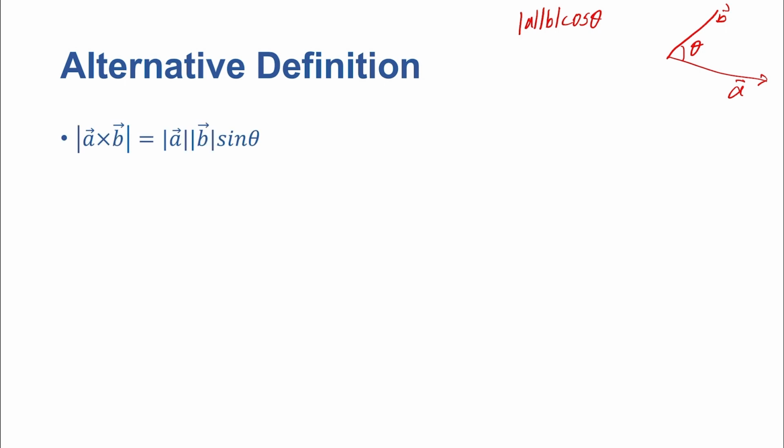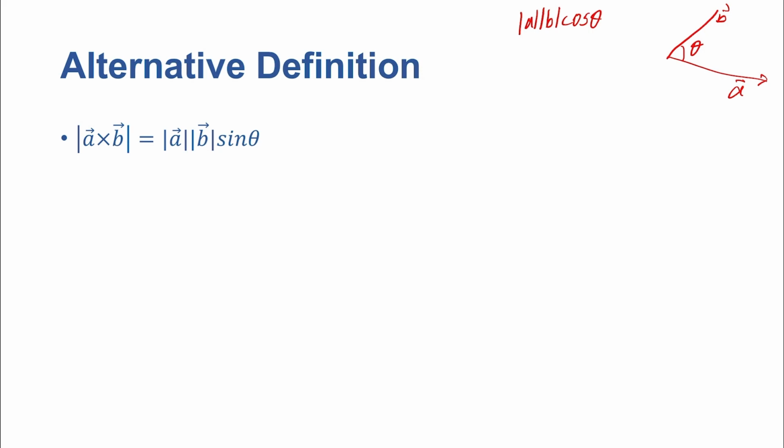Now, the magnitude of the cross product. Notice we need to do the magnitude of the cross product because, of course, the cross product would be a vector and our analog would produce a scalar. So the magnitude of the cross product A times B is equal to the magnitude of A times the magnitude of B times the sine of the angle between the two vectors.